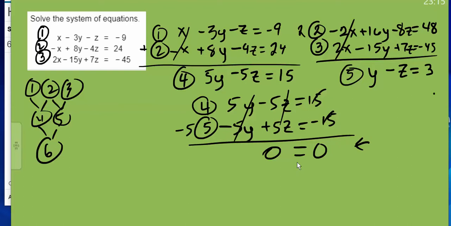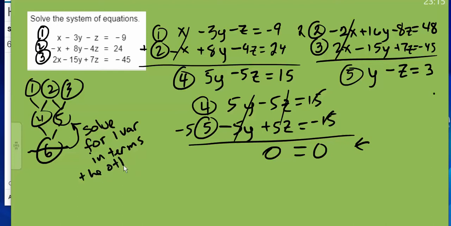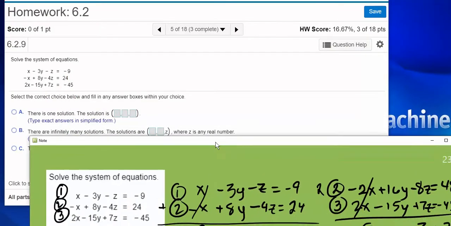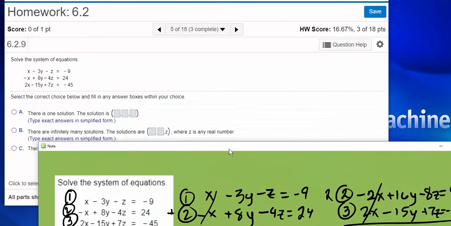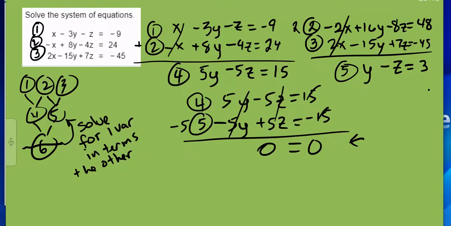So basically we can't get to equation 6 to solve because it has an infinite number of solutions, so we're going to go back up here and we're going to solve for one variable in terms of the other. So what do I mean by that? Now before I do that, let me see something real quick. We want to write our terms in terms of z is the way the book has it. So we need to find y equals what in terms of z. So we got to keep that in mind.